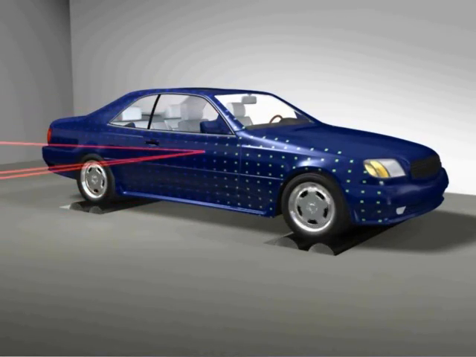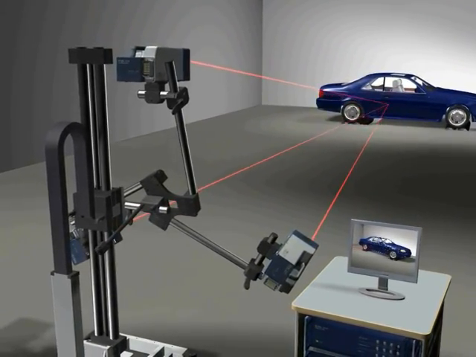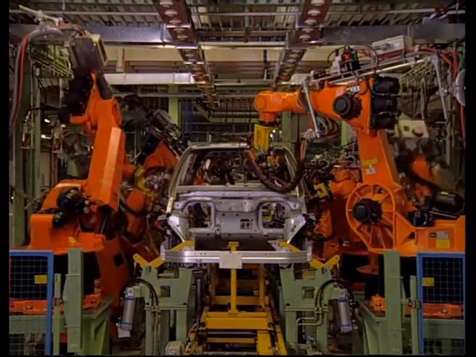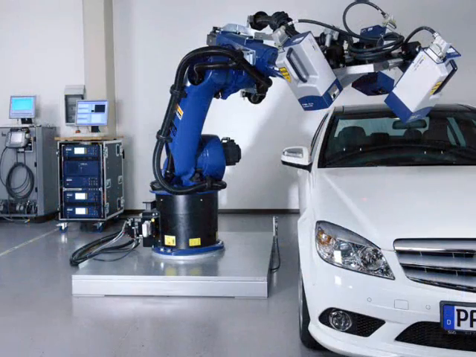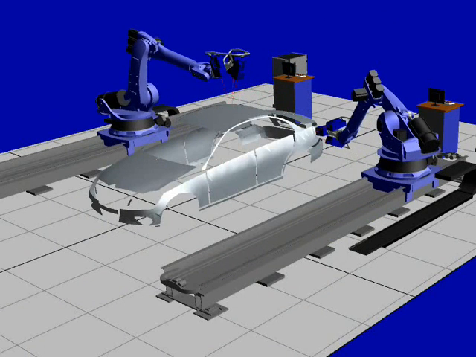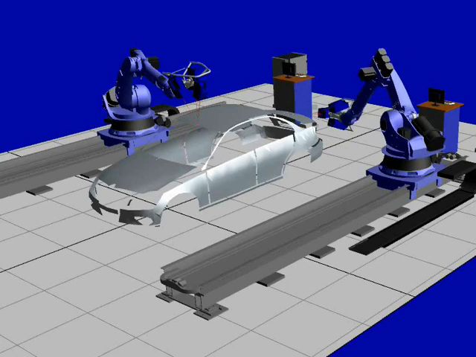RoboVib integrates a non-contact 3D scanning laser vibrometer with an industrial robot. The scanning laser vibrometer uses three overlapping laser beams to scan the structure and measure 3D vibration, enabling rapid data acquisition on complex structures.